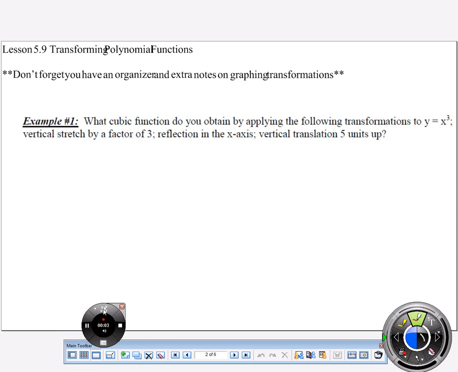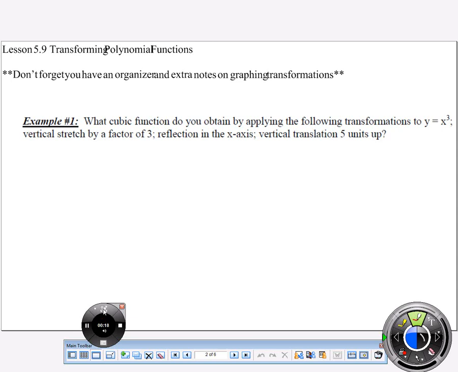Transforming a cubic function. None of your transformations are going to change. So if it was a vertical stretch before, it's a vertical stretch. That's why you have your organizer out. All that information is the same as what it always was, okay? The difference is we're going to use a new parent function.